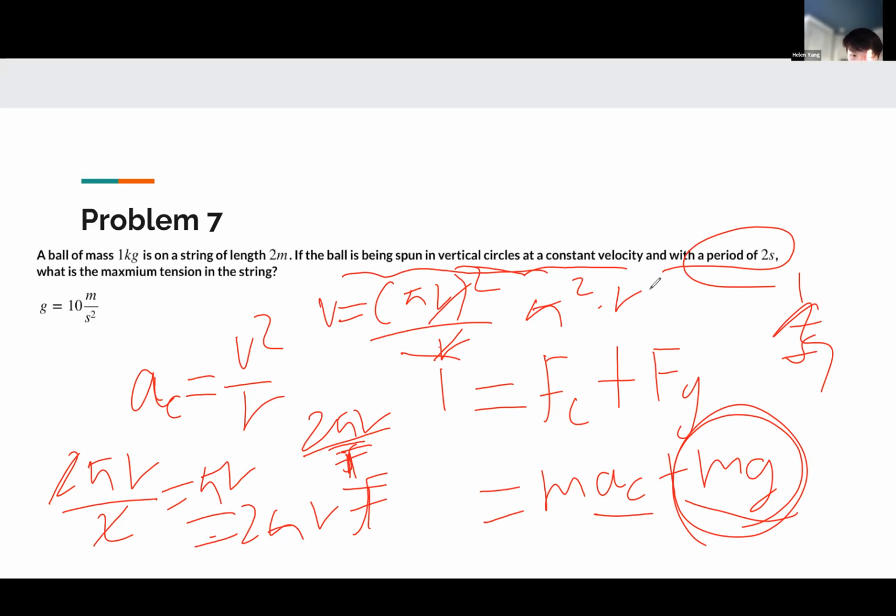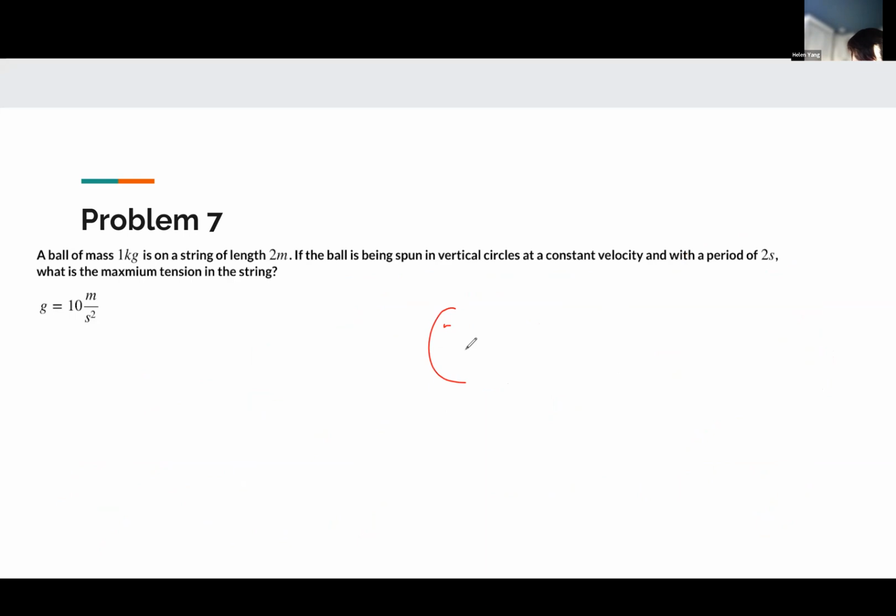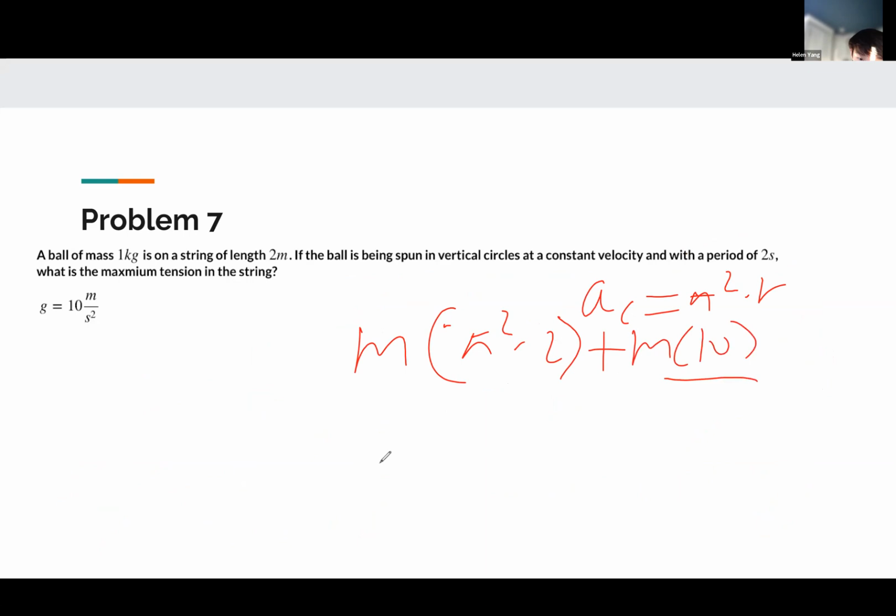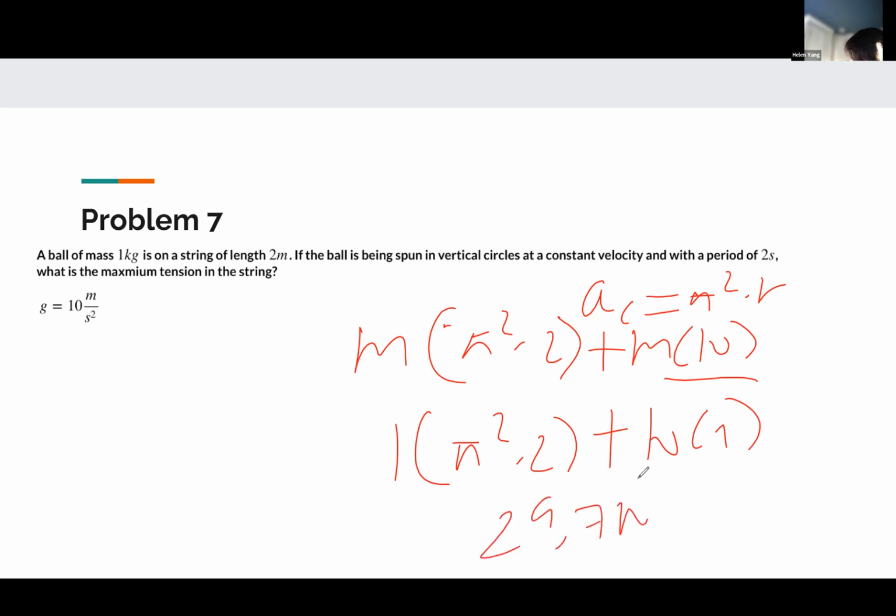So if we put that in, we find that AC equals pi squared times r. It would be m times pi squared times 2 plus m times 10, which is g. So since we know the mass is 1, it would be 1 times pi squared times 2 plus 10 times 1. So the answer to that would be 29.7 newtons.